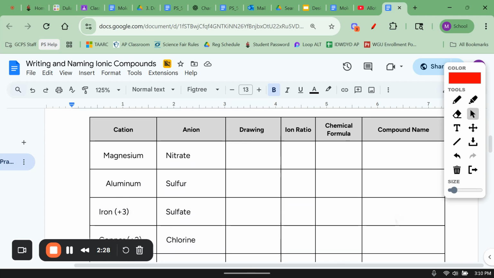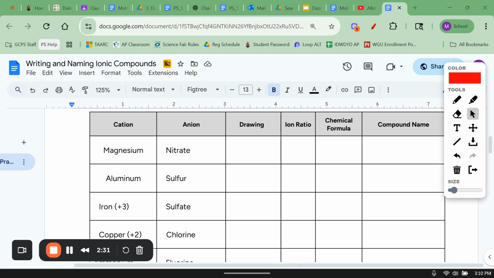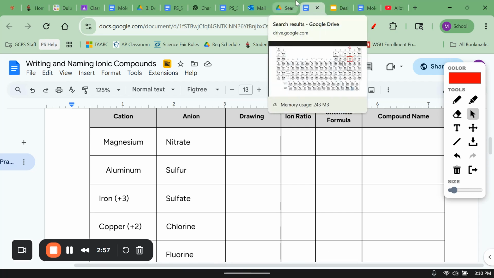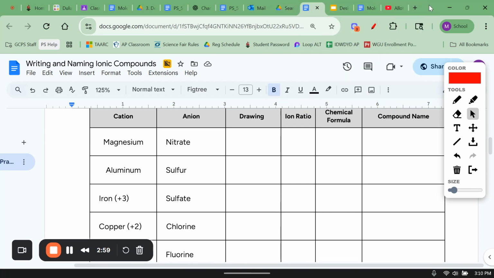We're going to do 3 questions on the front, and we're going to do 3 questions on the back, and then we're going to go over the review questions. The answer key for this document has been posted, so it is not expected to be turned in for a grade. However, you will be using this information, notes, and practice to help you prepare for the midterm and for the unit test. So if we have something like magnesium and nitrate coming together, we need to figure out what the drawing of that will look like, what the ion ratio and chemical formula for that would look like, and what the compound name would be from those combinations.